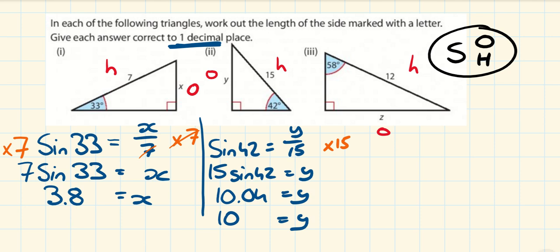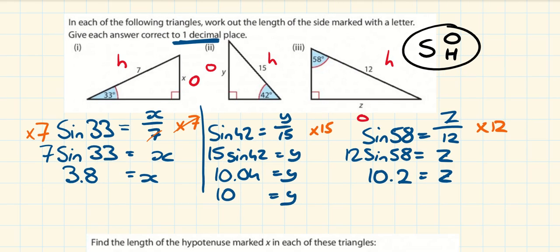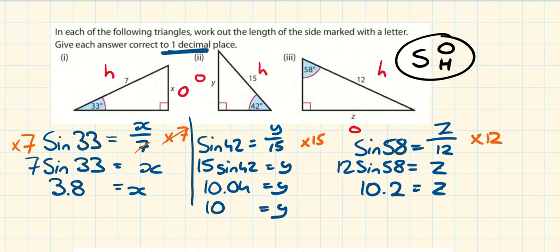And lastly, we will have sine 58 equals z over 12. So what do we do? We multiply by 12 on both sides, of course. So we get 12 sine 58 equals z. And so 12 sine 58 works out as 10.2 equals z. So when the number's on the bottom, and obviously if it was a cos or a tan with the number on the bottom, you just multiply by it. So same idea if it was a cos or a tan.